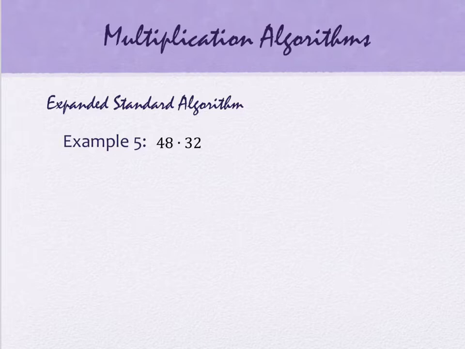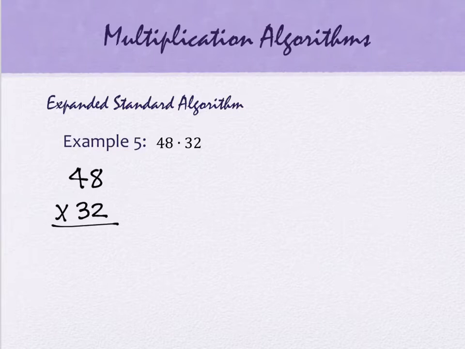I know that you know the standard algorithm, so we'll write that one down first on the left-hand side of my screen, and then I'll show you how that looks if you do it in expanded form. So for the standard algorithm, here's 48 times 32. And we're going to talk through it. So where do you start?